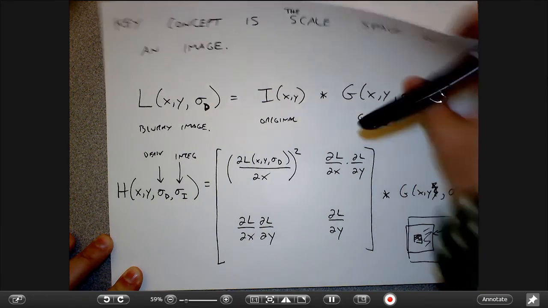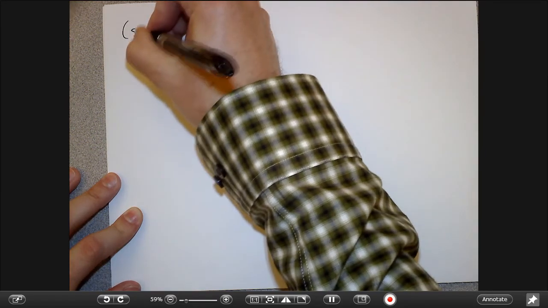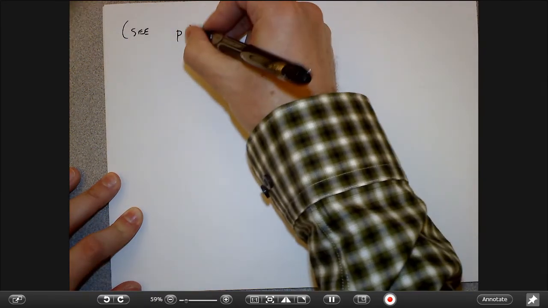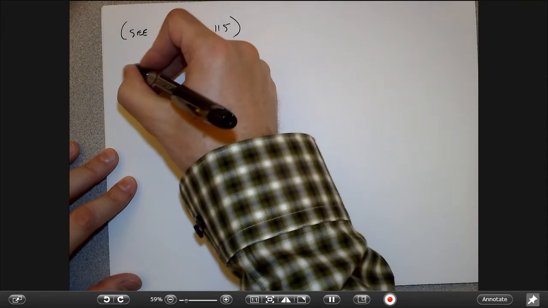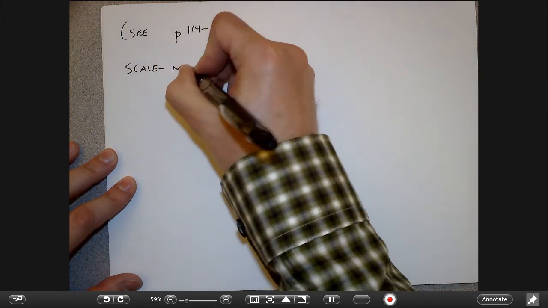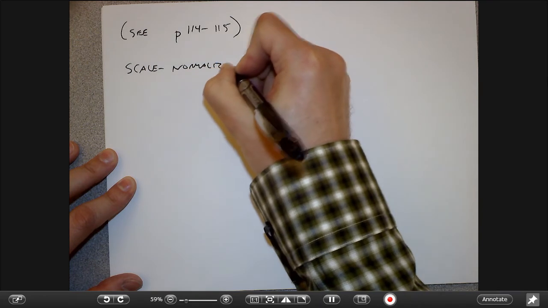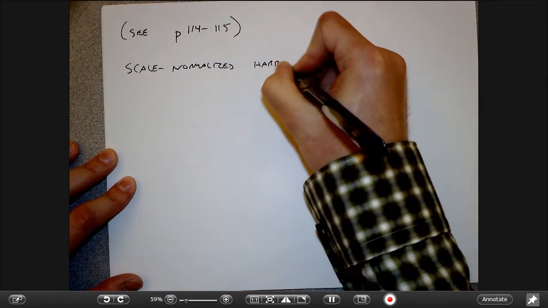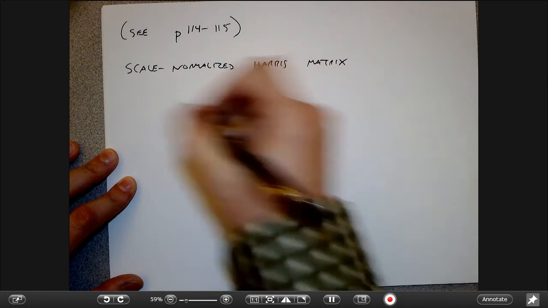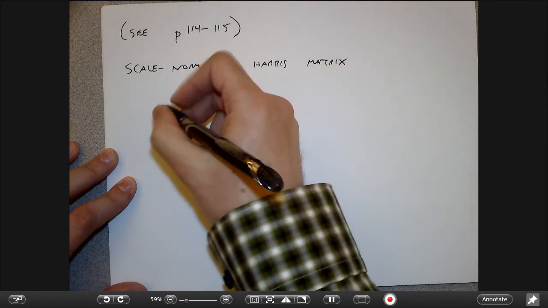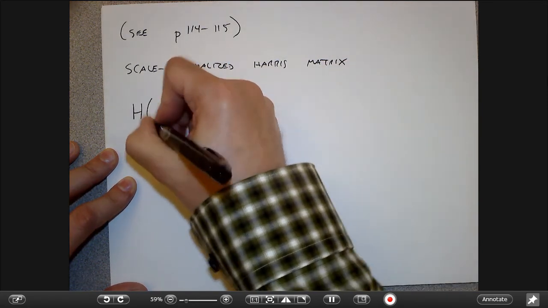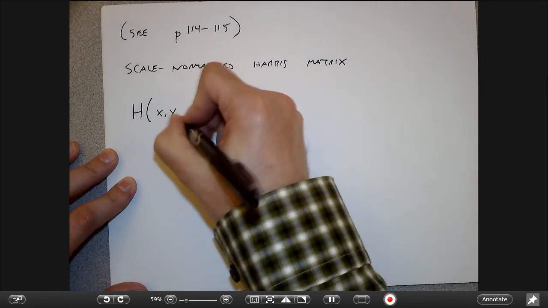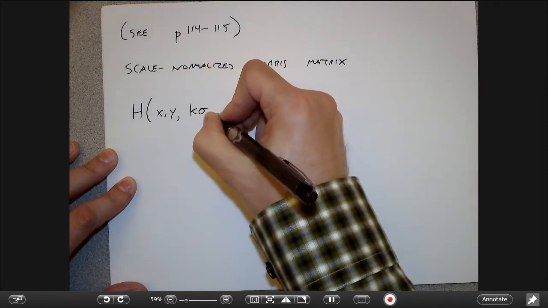The long story short, this is slightly chickening out, but it's a lot of derivation to repeat. What I want to get at is that what I do instead is I build what's called a scale-normalized Harris matrix. Let me write this down first and let me explain what it means.